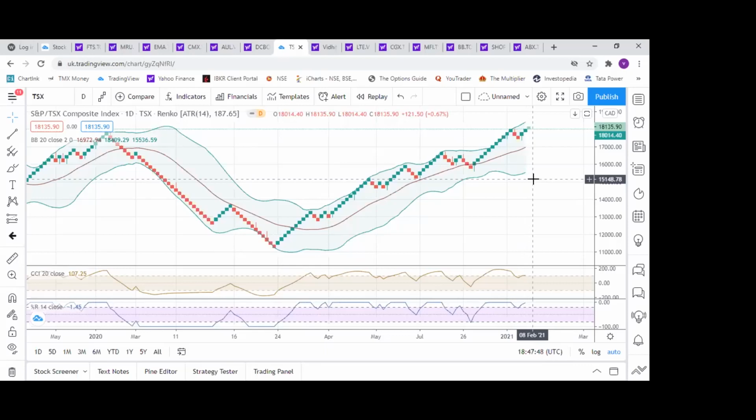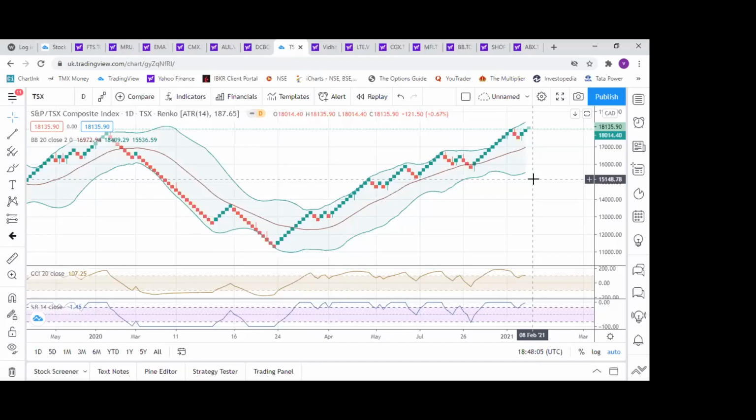If I have to take a call on this going forward, do I need to now wait for the red Renko to appear and then make my entry? Yes. Then you need to wait for your red Renko, let it correct down, and the first time you get a green, you enter then.